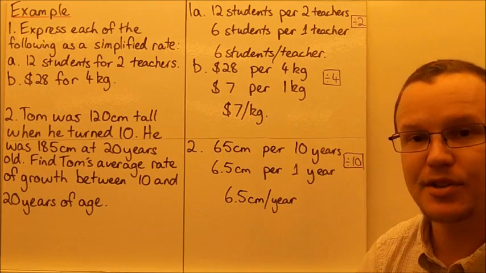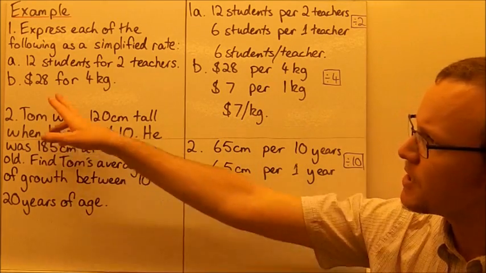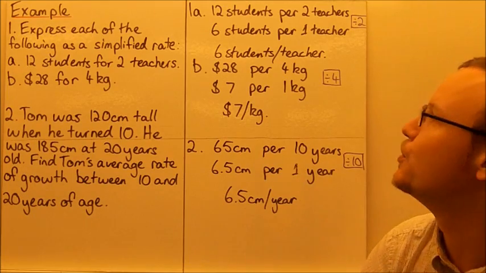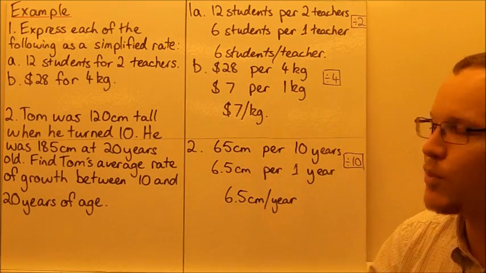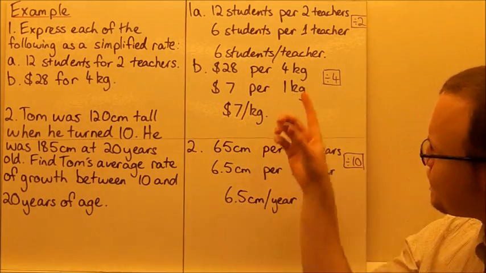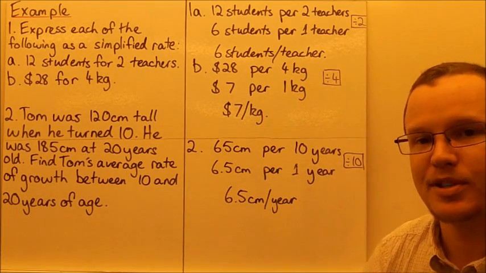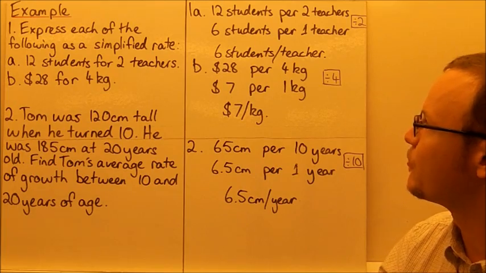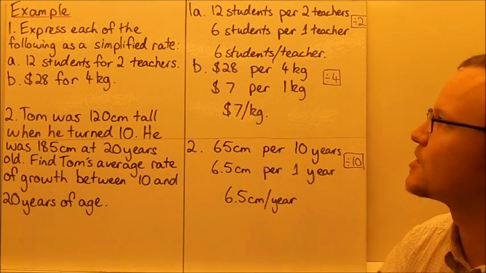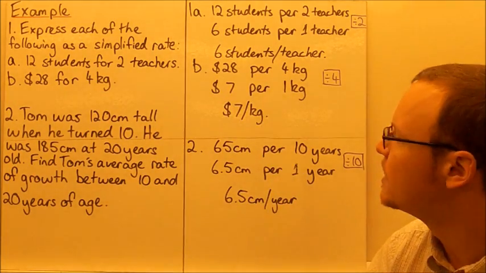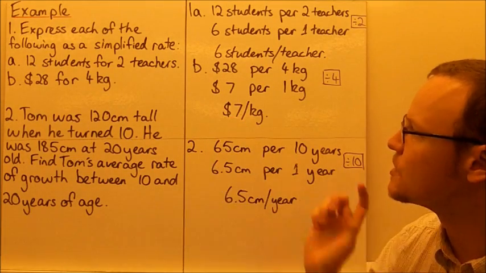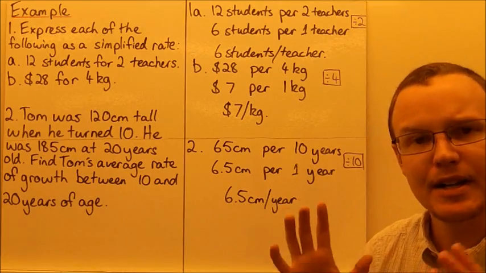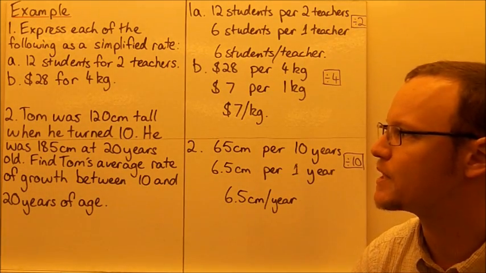For $28 per 4 kilograms, so $28 for 4 kilograms maybe of bananas or of a fruit or vegetable, to work out the price per kilogram, we only need the price per 1 kilogram. So 4 divided by 4 will get us 1, and we do the same to the other side. $28 divided by 4 is going to be $7. So $7 per kilogram.